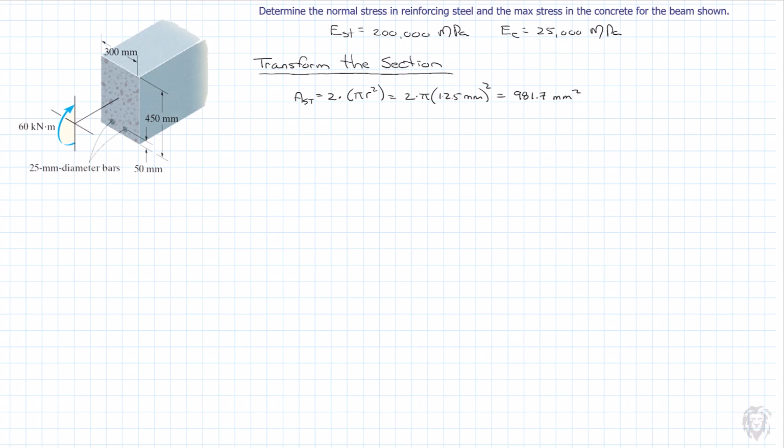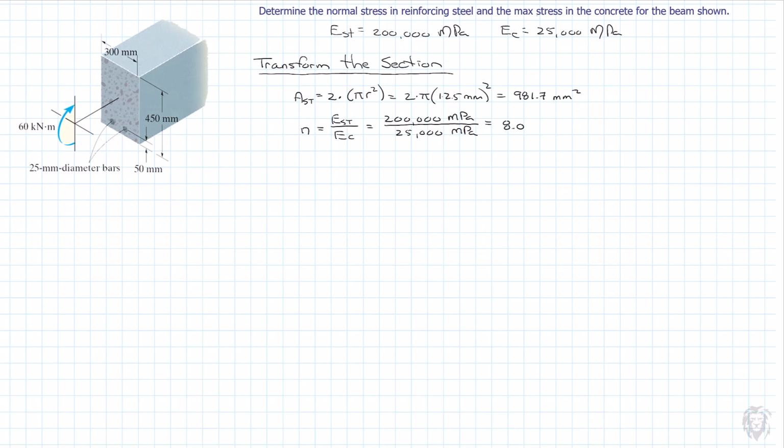Now we need the transformation factor for the transformation. So that's n, and of course n is always a ratio of the moduli, and so it has as a numerator the modulus of the material being replaced divided by the material you're replacing it with. So we have E of steel over E of concrete. So that's our 200,000 megapascals, all divided by 25,000 megapascals. And when I run that through the calculator, I get a factor of about 8.0.